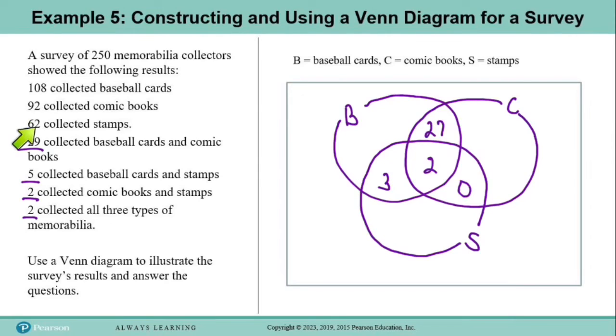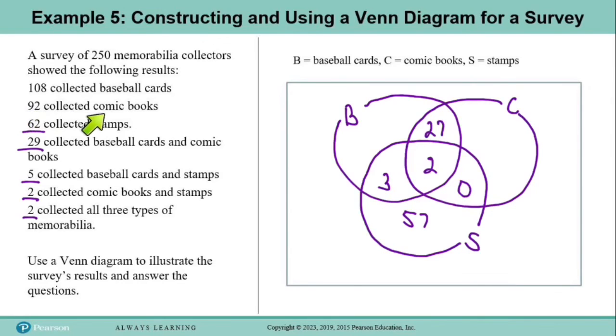Then 62 collect stamps. So the stamp circle is this one right here. We've already got a total of 5 people accounted for. 62 minus 5 is 57. So there are 57 people who collect only stamps and not the other things.